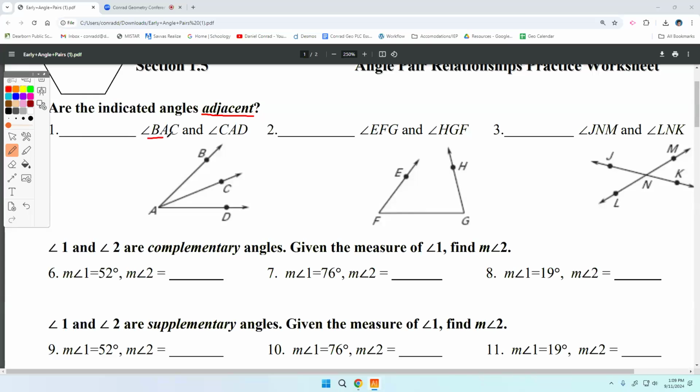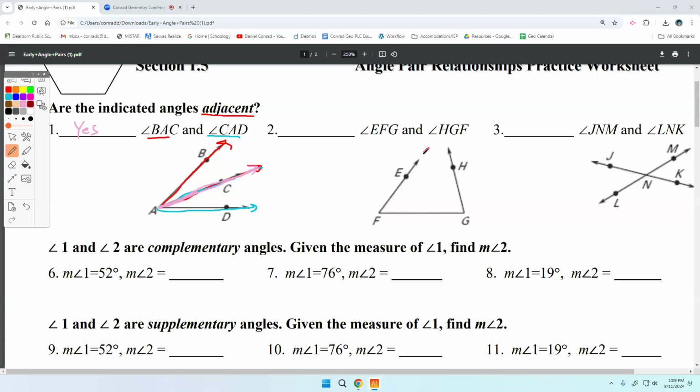So if we look at these, we have angle BAC, which is right here. And we have angle CAD. Okay, and if we notice, this ray AC is part of both angles. So it's entirely part of both angles. So we would say, yes, these two angles are adjacent. They're right next to each other. They share a side. They share a ray.